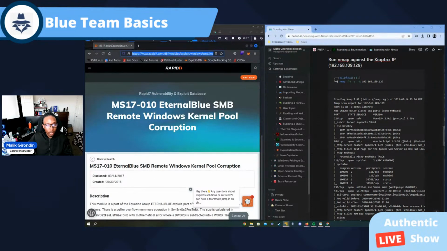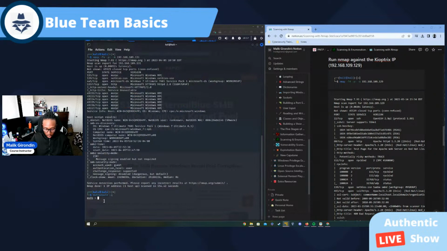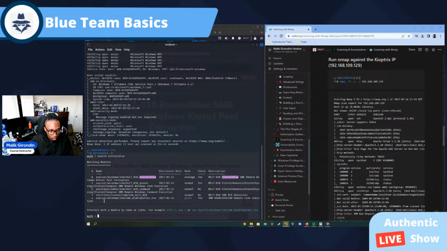Okay. Let's go back to the terminal. First, I want to search. Did I spell search right? That does not look like search. Search eternalblue. Okay, let's see what we got here. So we got four results. We got an exploit for Windows SMB, MS17.